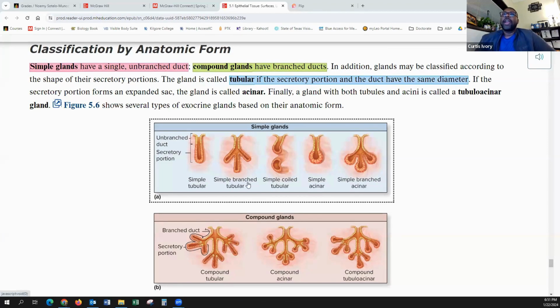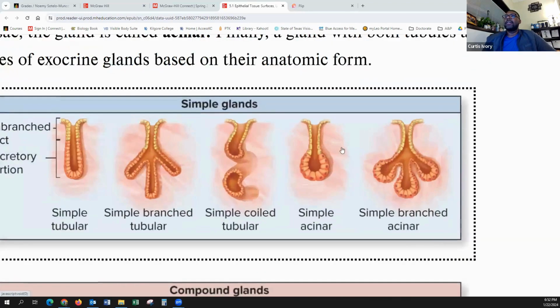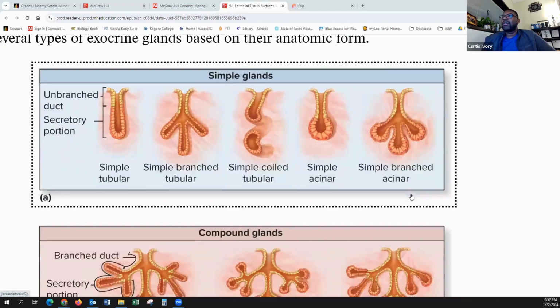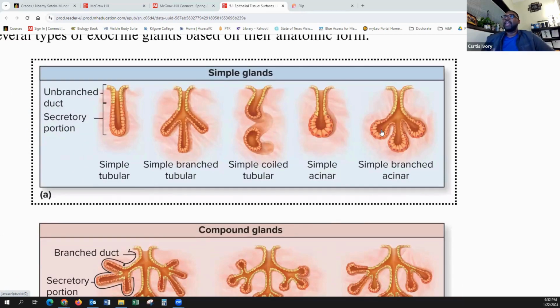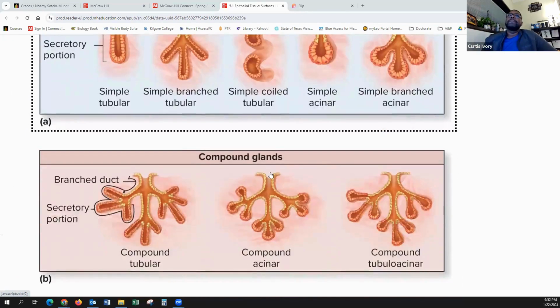You can have simple branched, which kind of looks like a tree branch, how things kind of split off. You can have coiled, where it actually spins. And you can find that more in sweat glands, and we'll see that in the integumentary chapter. You can have simple acinar glands, which essentially just means that they come down and make a wide pit. And then you have simple branched acinar, which means it's the same thing, but with more splitting off of each other.